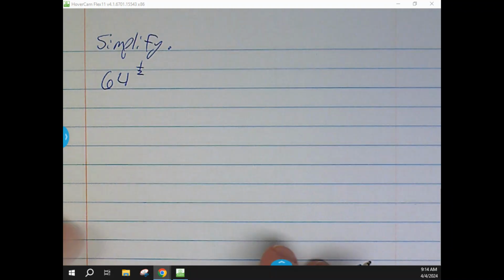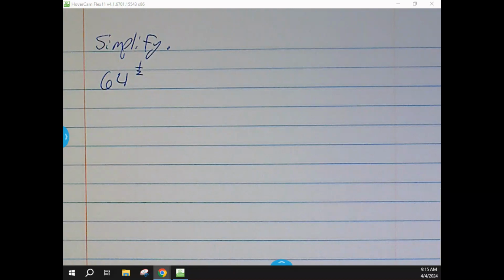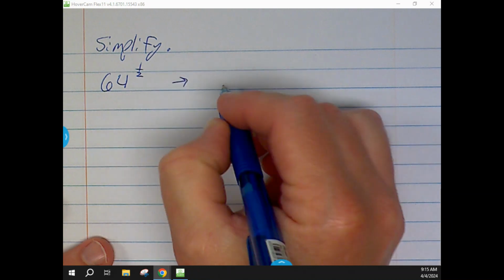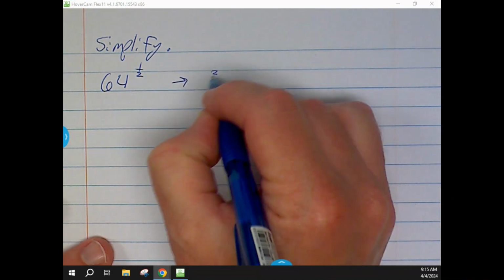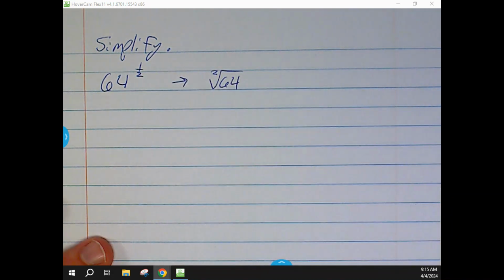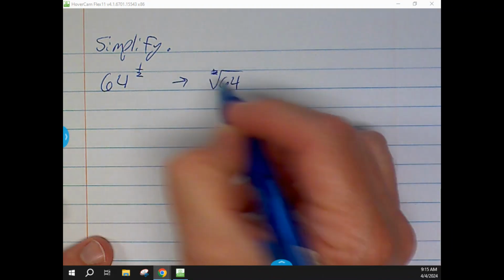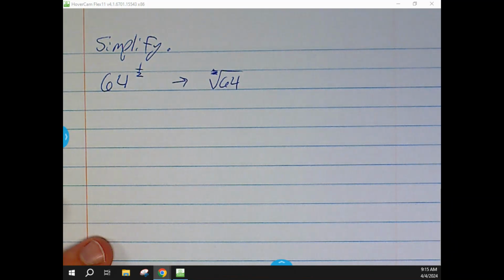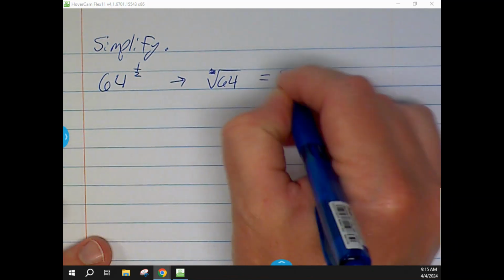Right now, if we've got 64 to the 1/2 power, most people aren't really looking at that and seeing what it is. But if you rewrite this one in radical form, that would be the square root of 64, right? Again, the 2 isn't needed because it's square root, so we're good there. What is the square root of 64?